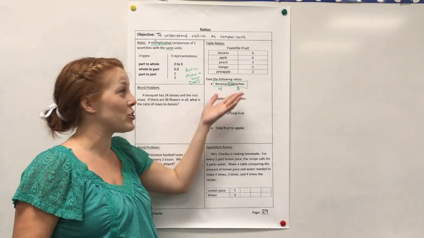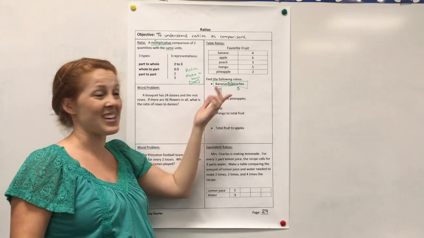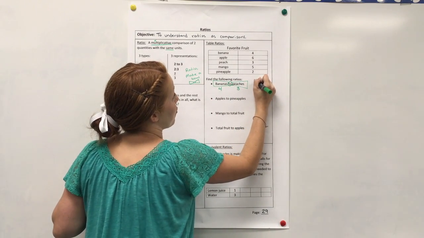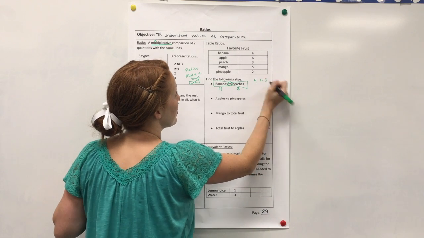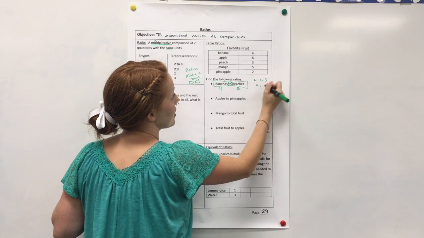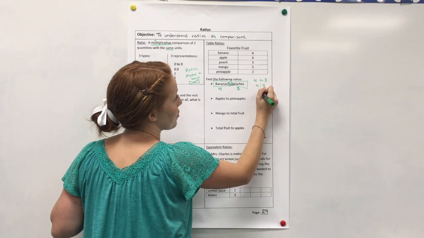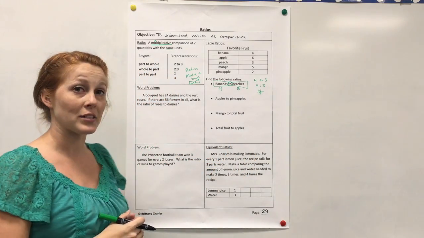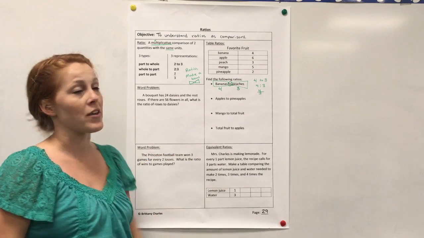Now, if I could reduce it, I could, but in this case, it's already in simplest form. So I can either write this as 4 to 3, 4:3, or 4/3. Any of those would be correct. Okay, so let's try the next one.